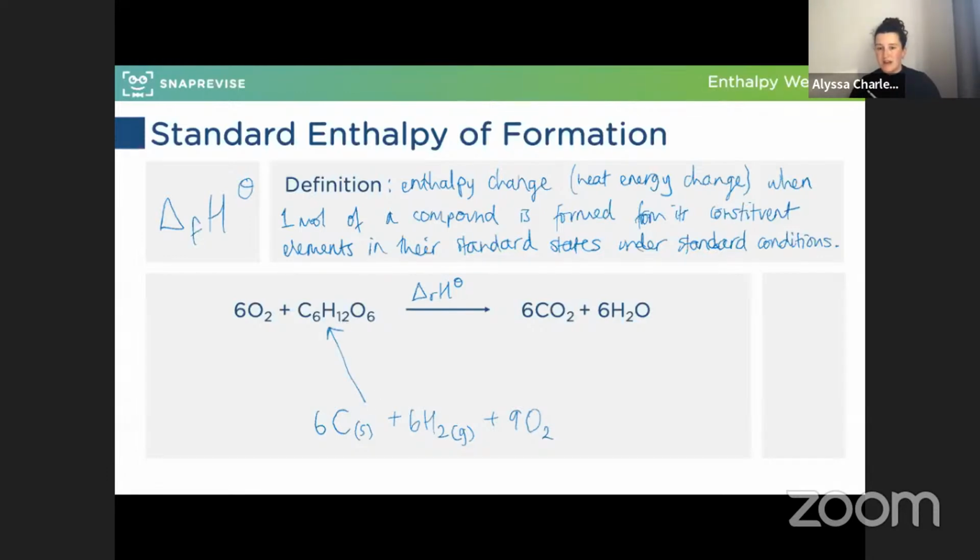Notice the direction of the arrow. The direction of the arrow is towards the thing that I'm making. If I'm forming glucose, glucose is the thing that I'm forming 1 mole of, then the arrow must point at glucose, from the constituent elements to the thing that I'm forming.